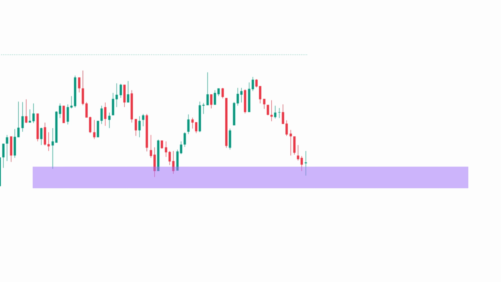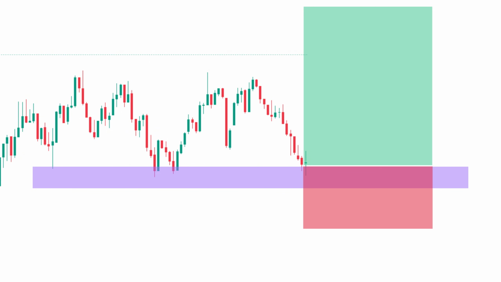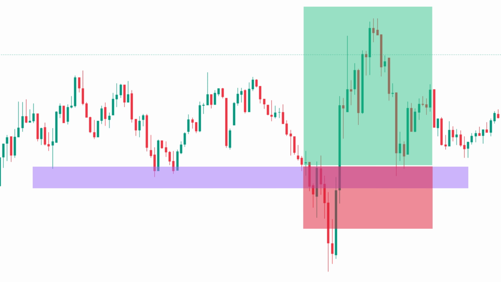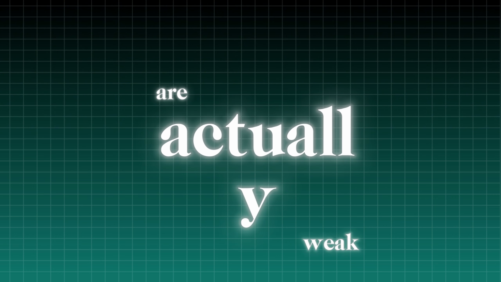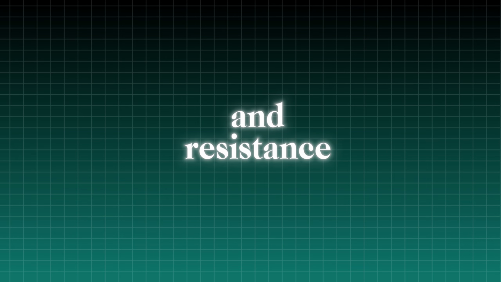Furthermore, when a support level looks too obvious, like a double bottom or a triple bottom, a lot of retail traders will enter long positions there and place their stop losses just below it. This causes a massive buildup of liquidity under that level. Professional traders know this, and they will intentionally push the price down to sweep that liquidity and trigger your stop losses to fill their own orders before reversing the price back up. Because of this manipulation, obvious support and resistance levels that have been tested many times are actually weak and are highly dangerous to trade.